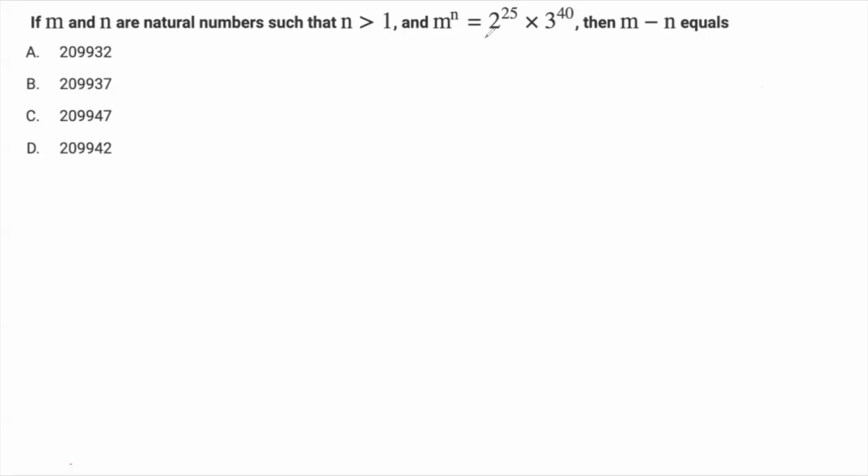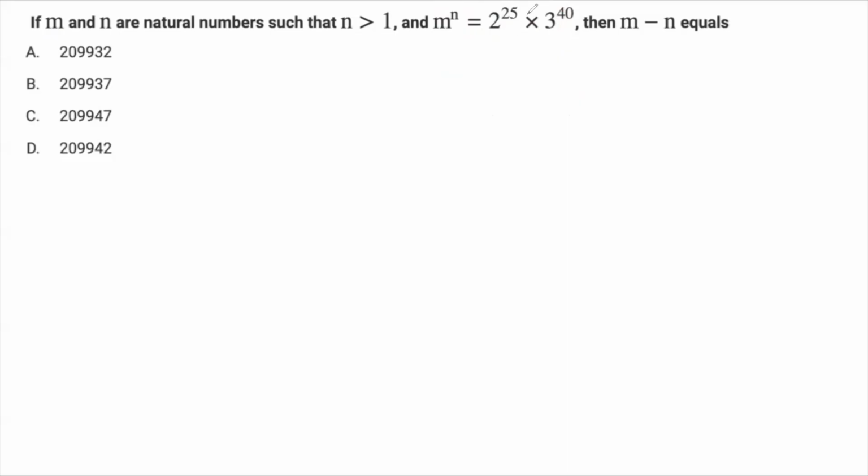Okay. So the left hand side is m power n. Notice that m and n are both natural numbers. And the right hand side is 2 power 25 into 3 power 40. We need a natural number raised to a natural number basically. But the right hand side right now is not of that format, right? So we deliberately make the right hand side with that same format. Okay, the base is different, 2 and 3 in this case, right? So the quickest way of doing this would be to make the powers same.